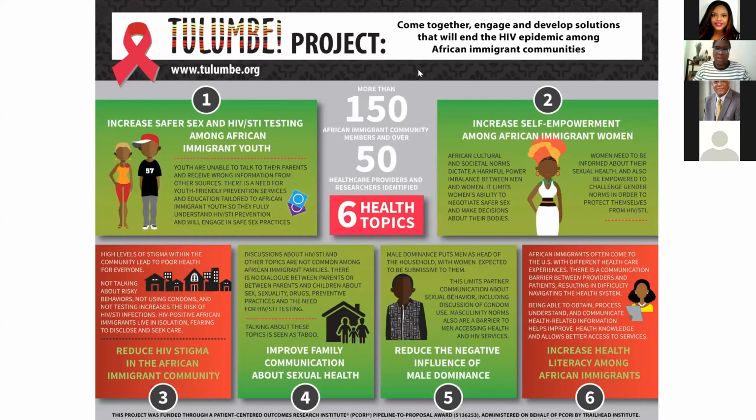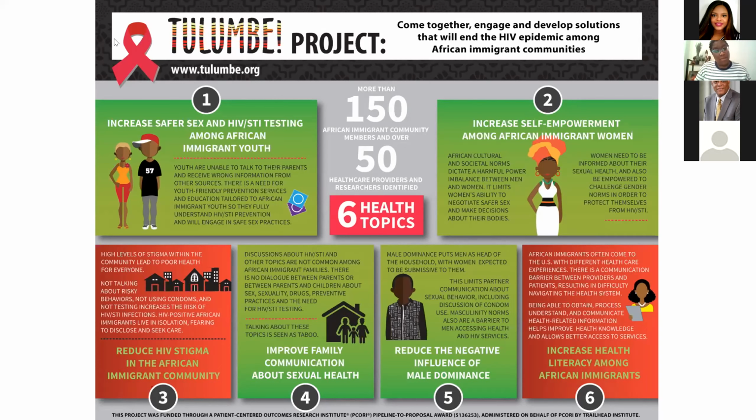So at the end, the partnership engaged in a participatory data analysis process where we took the information from the provider survey and the community forums, and we said, okay, what are the issues people are talking about that we need to address in order to really get to the point of ending HIV for African immigrants? These are the 6 issues that came up. One is a focus on youth. Another is a focus on African women around self-sufficiency and self-empowerment. Another one is stigma. The fourth one is around improving communication about sexual health within the family.